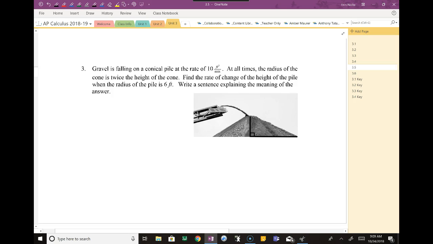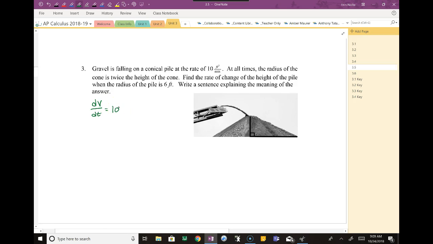I'm going to stop right there and talk about what was just given to me. They gave me a rate, and it says 10 feet cubed per minute. So what did they just give me? They gave me a volume. How do you know it's a volume? It says feet cubed. So we have a dV dt, and is the pile growing bigger or getting smaller? Bigger, so we know it's a positive rate.